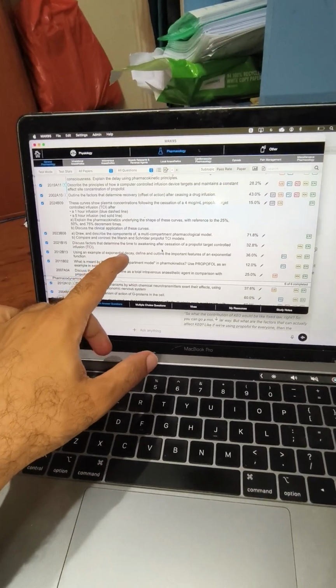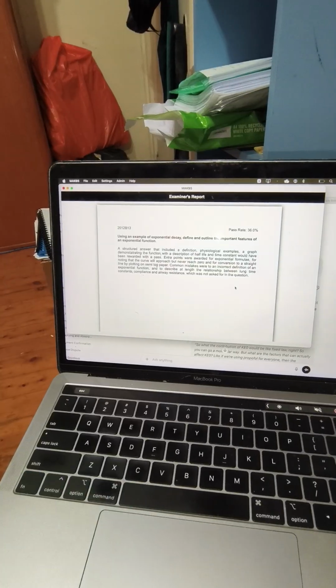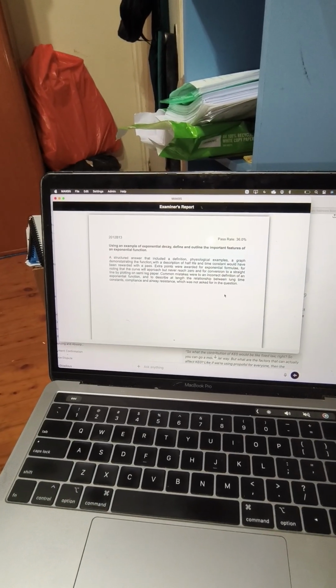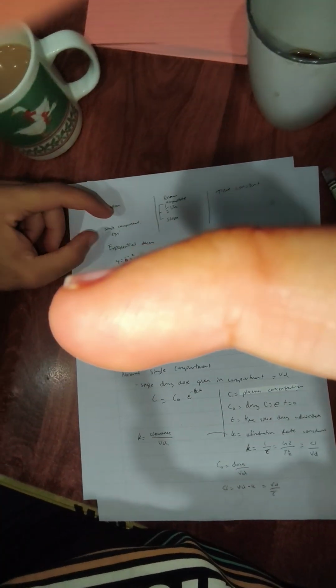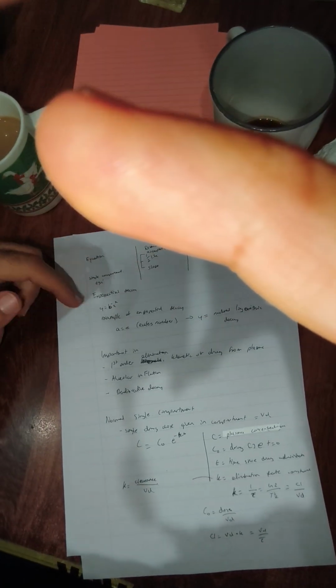So the question is, explain exponential decay and detail and outline the important features of an exponential decay. So the way you answer this question, the first thing is you write the equation: y equals b a to the negative kx, and the reason why it's negative is because it's declining.